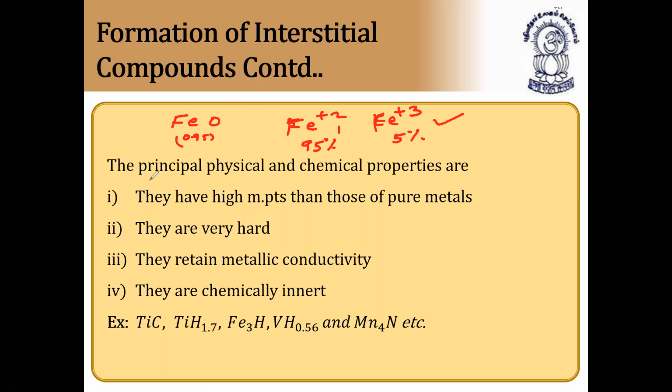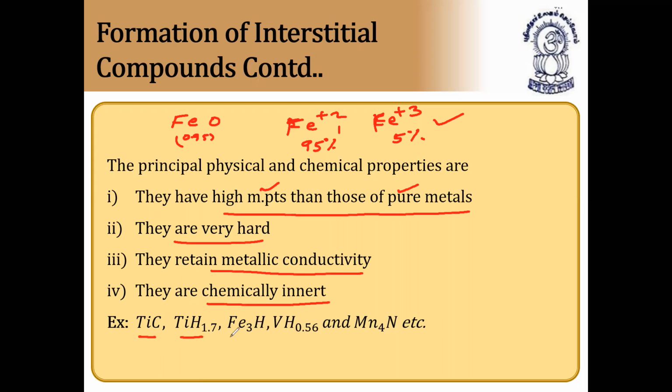The principal physical and chemical properties: interstitial compounds have higher melting points than those of pure metals. They are very hard. They retain metallic conductivity. They are chemically inert. Examples you can see are titanium carbide, titanium hydride, Fe3H, VH0.56, Mn4N. So these are all considered interstitial compounds, mainly with carbon, hydrogen, nitrogen, and in some oxides also, like iron oxide.